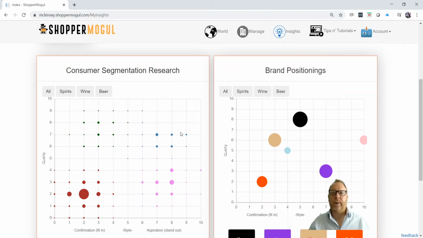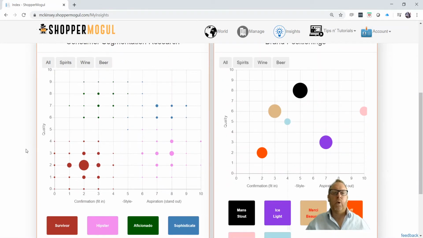These two are shown next to each other because it's obviously useful to see the data superimposed on top of each other. The consumer segmentation breaks down where the demand is within the game against different consumer expectations. Broadly speaking, we can see in this game there are 4 different consumer types which are identified. The largest grouping of these at this point in the game appears to be survivors, which are these red bubbles down in the bottom left-hand corner of the map.